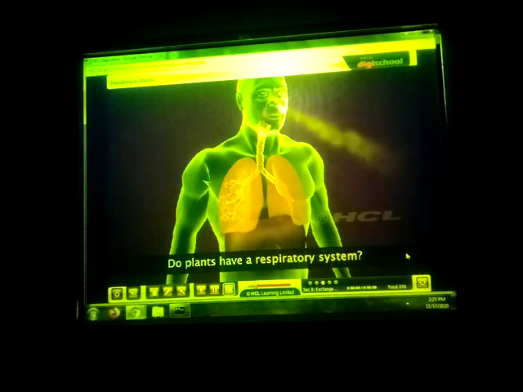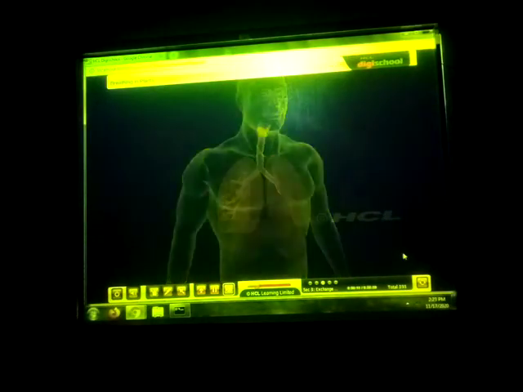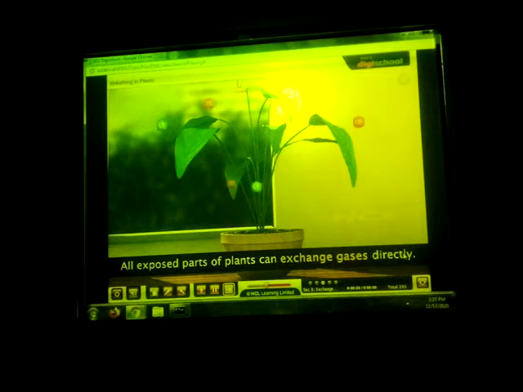Do plants have a respiratory system like ours? No, they don't. Since plants don't move, their energy requirement is less than that of animals. During respiration, every exposed part of the plant can exchange gases directly with its surroundings. But the main sites for gaseous exchange are the tiny openings on the lower surfaces of the leaves, known as stomata. The oxygen diffuses inside the plant and carbon dioxide passes out through the stomata.